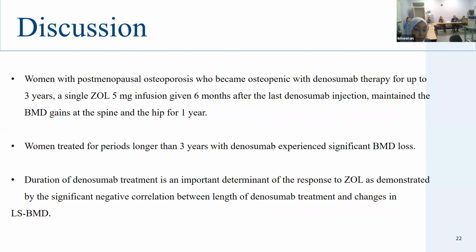So in the discussion of the paper, they found that women with postmenopausal osteoporosis who became osteopenic with denosumab therapy for up to 3 years, a single zolendronate infusion given 6 months after the last denosumab injection maintained the bone mineral density gain at the spine and at the hip for 1 year. However, women treated for periods longer than 3 years with denosumab experienced a significant bone mineral density loss. Therefore, the duration of denosumab is an important determinant of the response to a follow-up zolendronate, as demonstrated by a significant negative correlation between the length of the treatment and the changes in the bone mineral density.